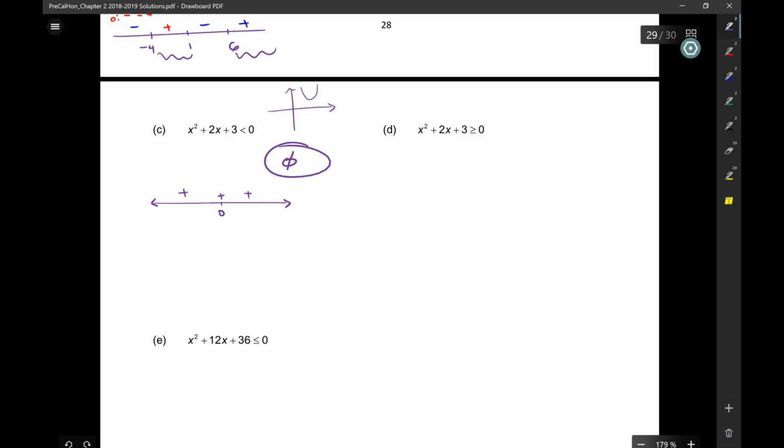You could do no solution like that as an empty set. You could write no solution, all right? Don't just write no, because I don't know what that means, okay? Now, next one, same function. Now it's saying, where is it greater than or equal to 0?